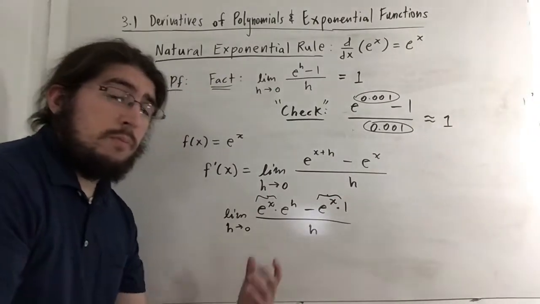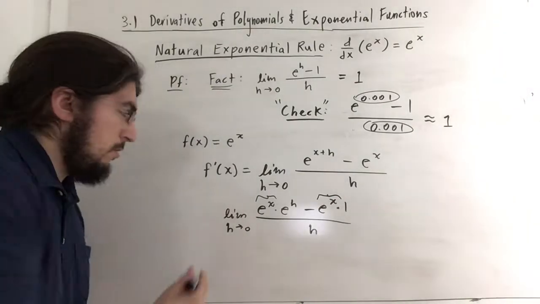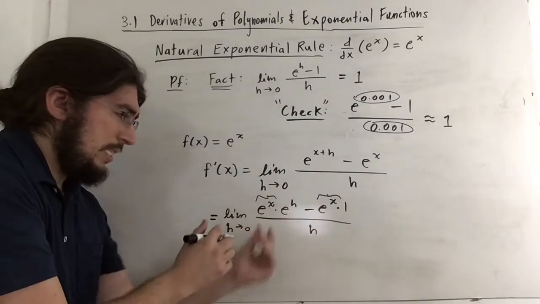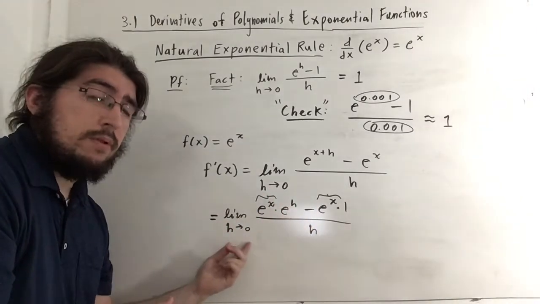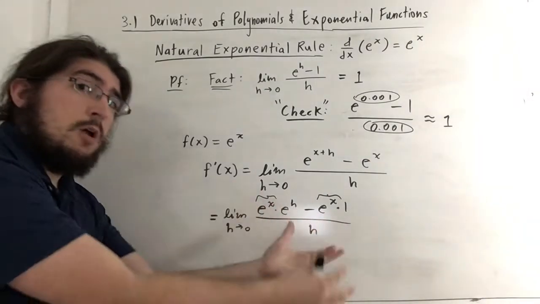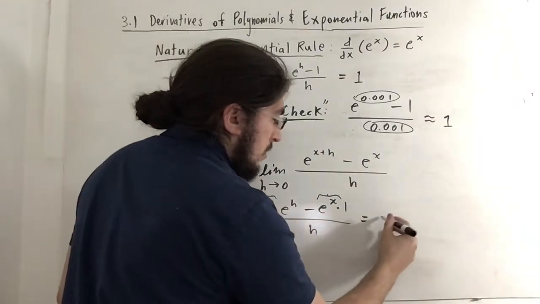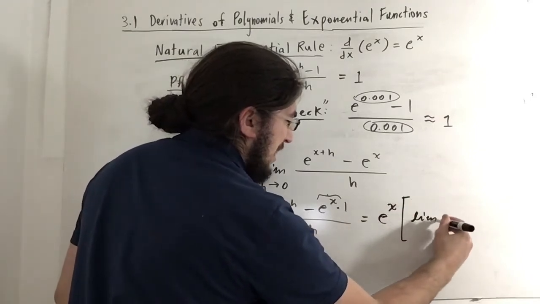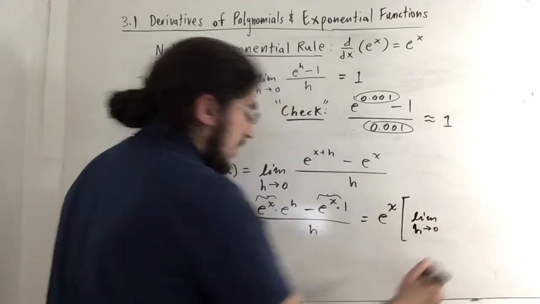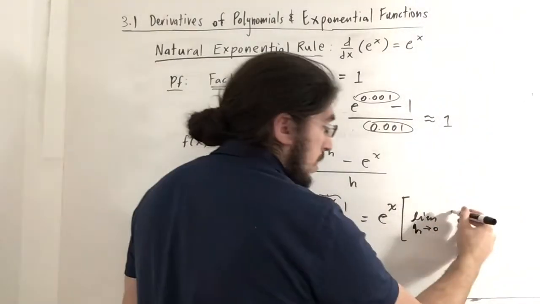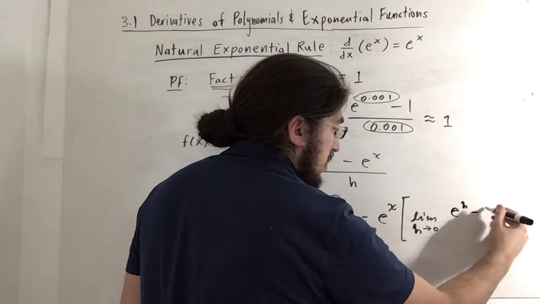And, just like we saw from the previous proof, a property we use anyways, we can pull this common factor so long as it's independent of what we're approaching, the variable that's approaching 0, h. E to the x is independent of h. We can pull that out of the limit. So this altogether is e to the x times the limit as h goes to 0 of what's left over. This without the e to the x's is e to the h minus 1 all over h.